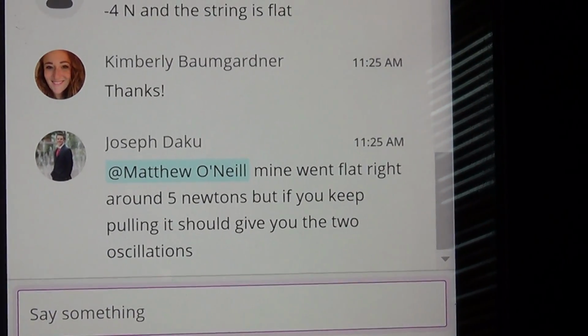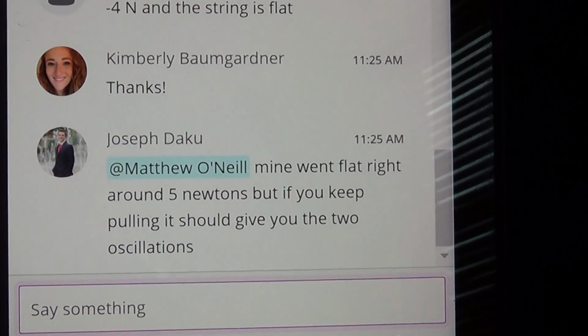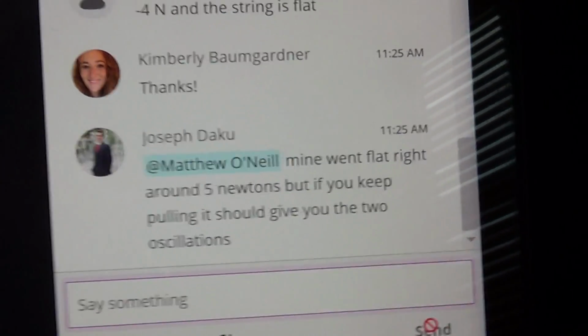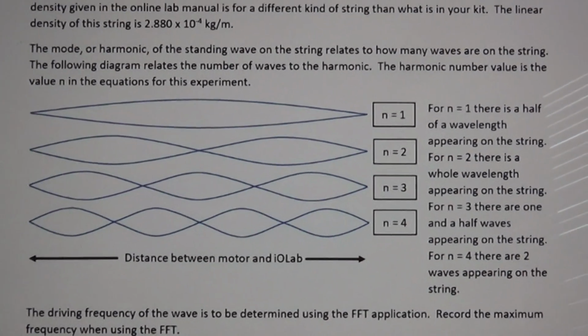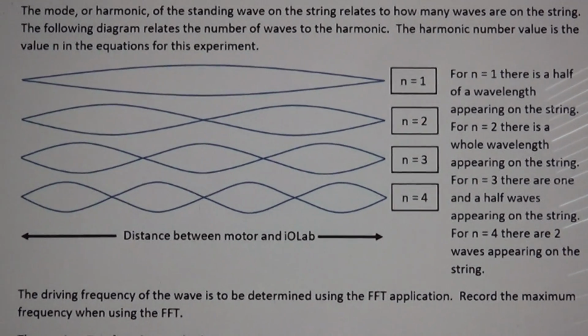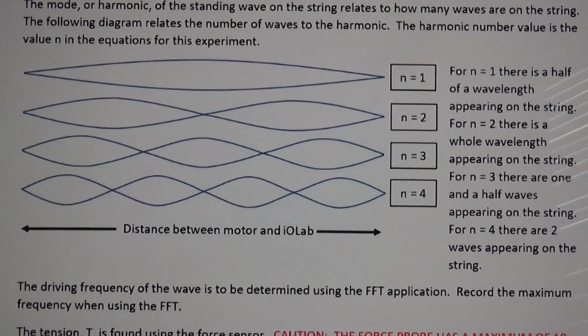Okay, Joseph, mine went flat right around 5 newtons, but if you keep pulling it, it should give you 2 oscillations. Yeah, that's what I'm trying to say to Matthew, that he just needs to pull stronger. Just don't go above 10 newtons.